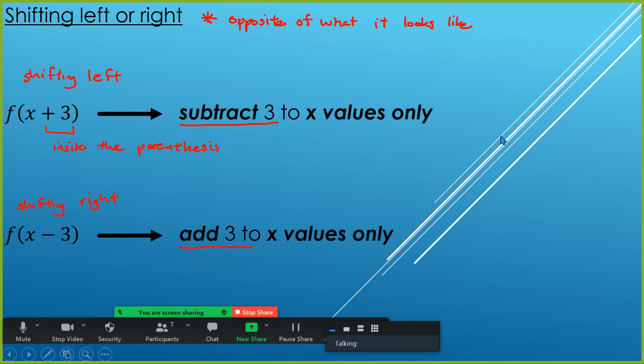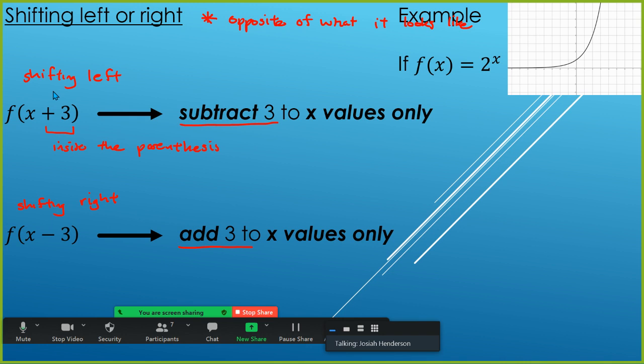Actually, we'll leave that. So if you see it's inside the parentheses, then right away we should be thinking, okay, this is left, right, not up, down, and it's opposite of what it looks like. So it's going to take some practice to get used to this. So again, I have the pictures to go along with this. At the top, same starting function, 2 to the x. Now let's compare that to the shift left.